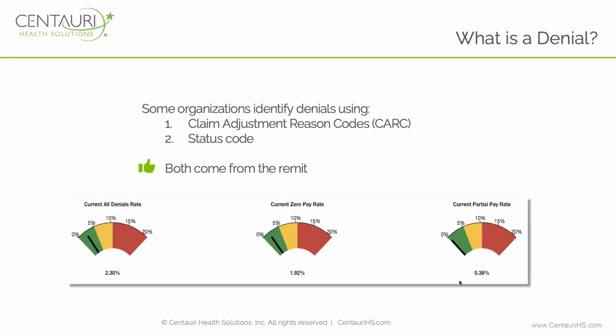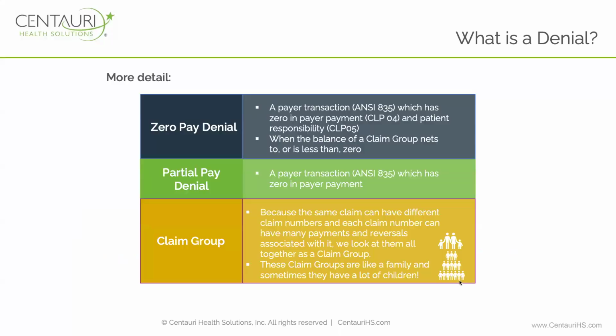But again, both of those codes come from the remits. They're going into your systems, and you want to understand how to use those and how to adjust them. I will tell you that the claim adjustment reason code can be very misleading, and we'll talk a little bit about that. Again, zero pay denial, where the payer payment, which is CLP04, and the patient responsibility, CLP05, are zero. And I talk about this when the balance of the claim group nets to 0.